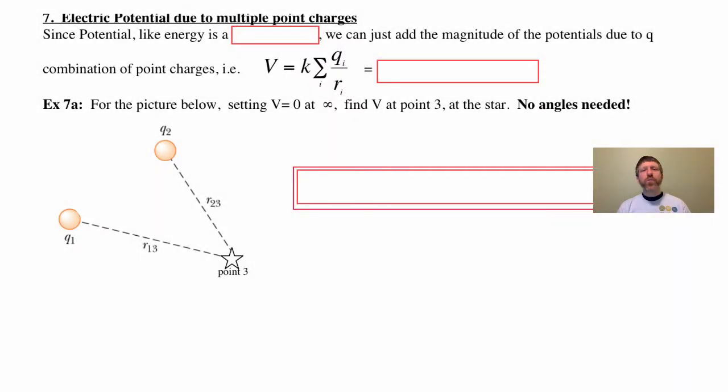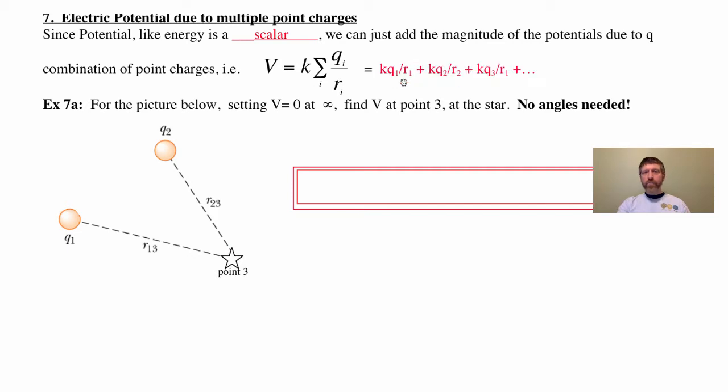Now we have to deal with electric potential caused by multiple point charges. Since potential, like energy, is a what? It's a scalar. We can just add the magnitude of the potentials. This is why electric potential is so much easier than electric fields, because we do not have to worry about directions. All we've got to do is add the magnitude of the potentials due to each charge Q. When you combine them, you just add arithmetically, you don't have to use vectors, the sum of the kQ over r's.